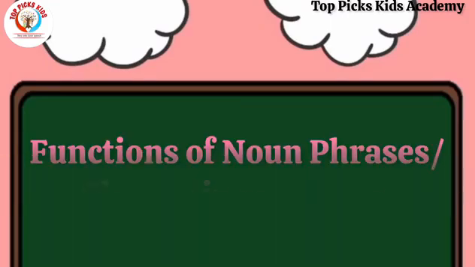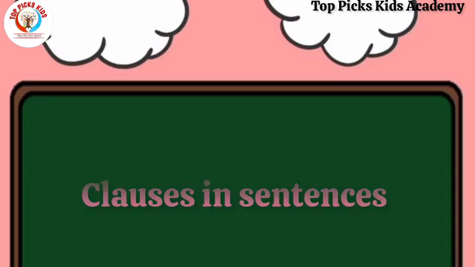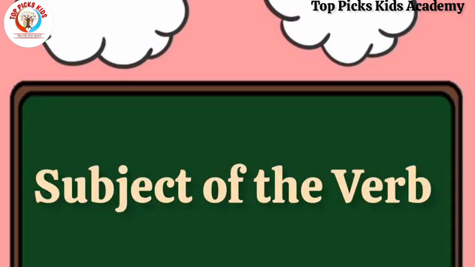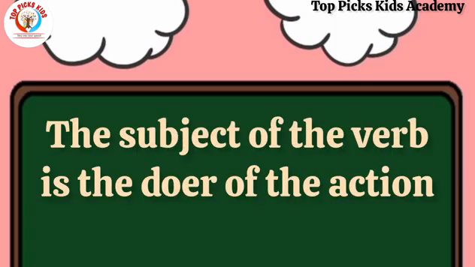We are still on functions of noun clauses and noun phrases in sentences. Today, we are going to be discussing a noun clause and a noun phrase functioning as subject of the verb. The subject of the verb is the doer of the action in a sentence. That is, the person or thing that performs the action.